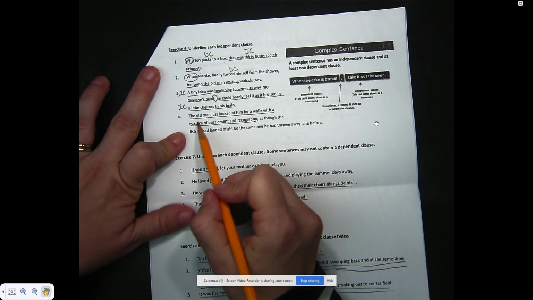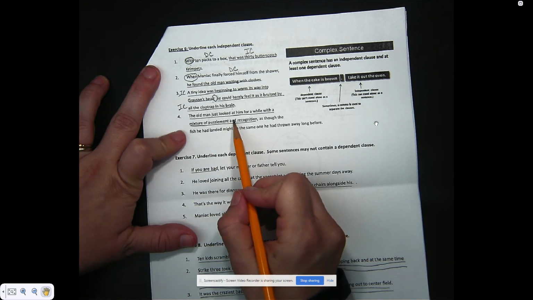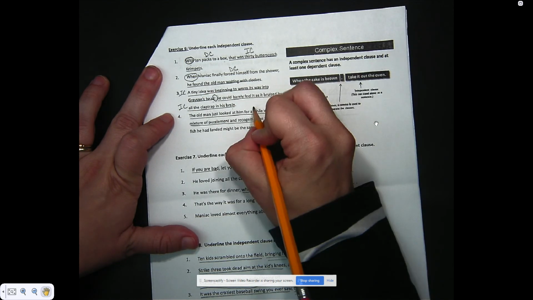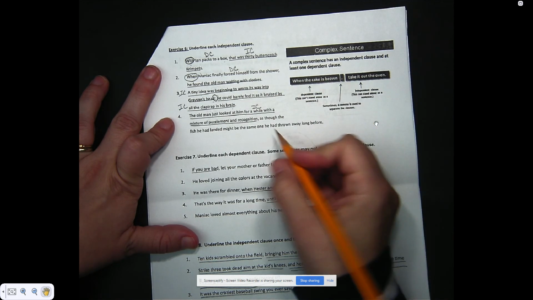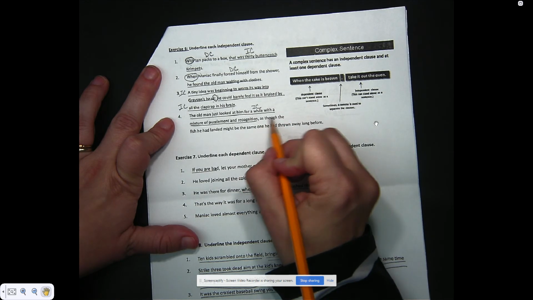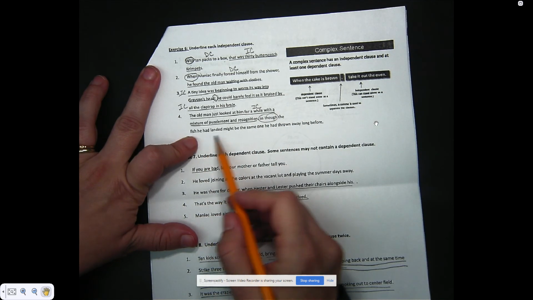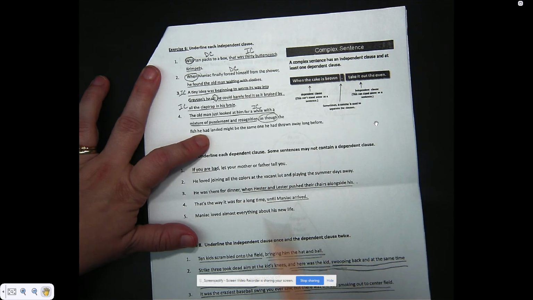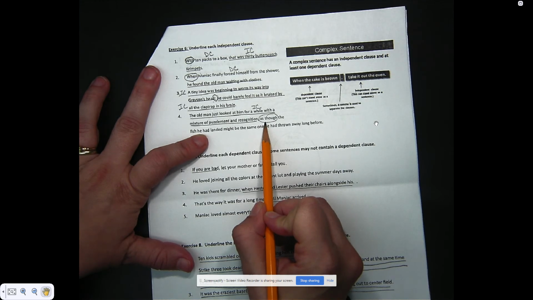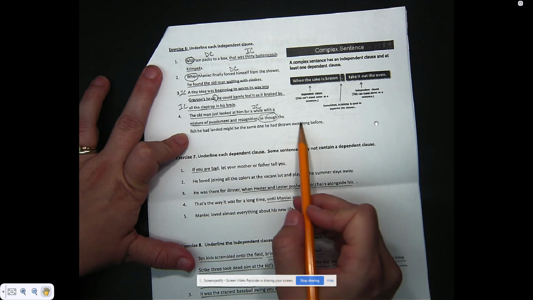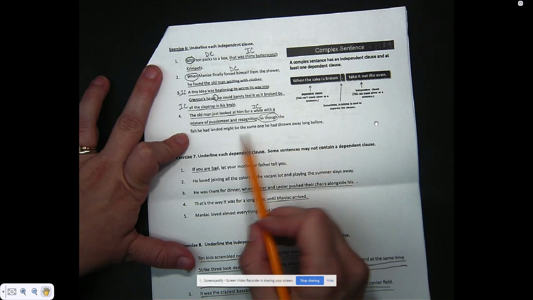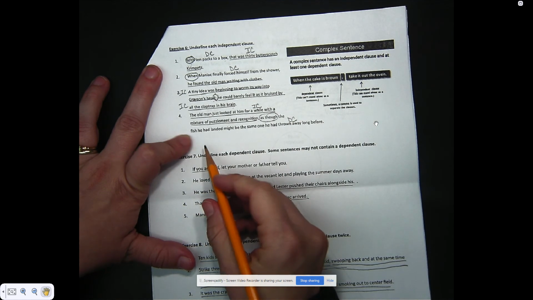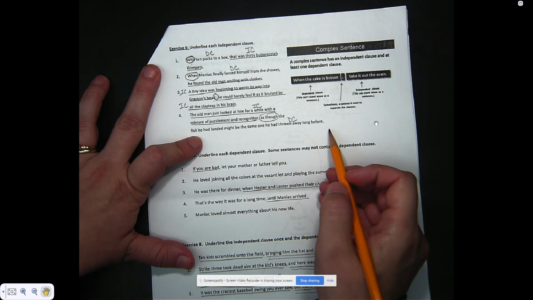Okay? Number 4, the old man just looked at him for a while with a mixture of puzzlement and recognition. That is an independent clause. Comma, as though the fish he had landed might be the same one he had thrown away long before. As though is one of those subordinate conjunctions. So this is an incomplete sentence or a dependent clause right here. As though the fish he had landed might be the same one he had thrown away the night before.